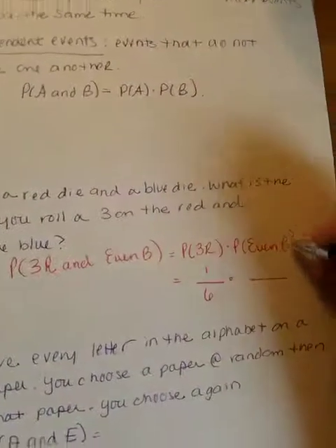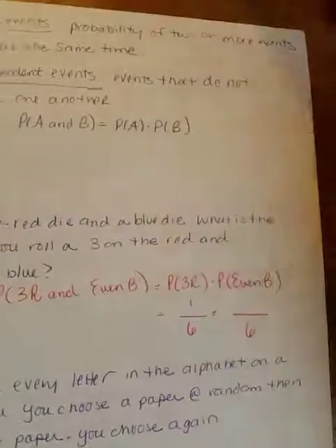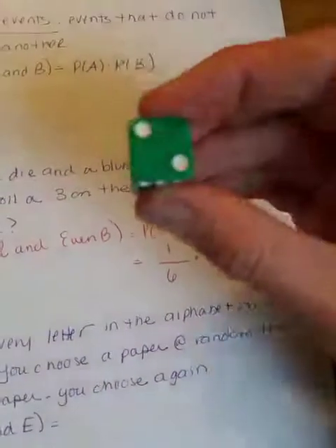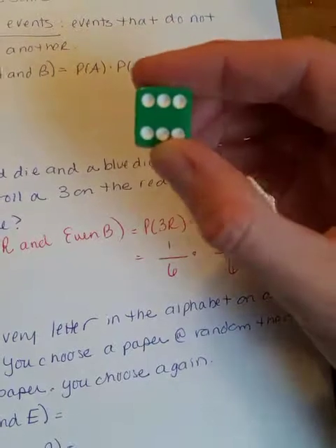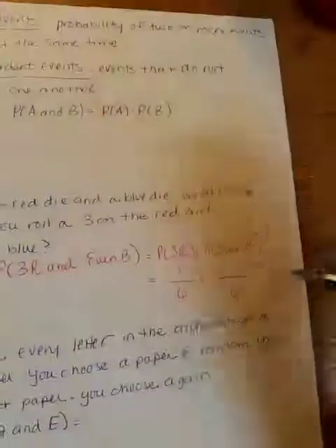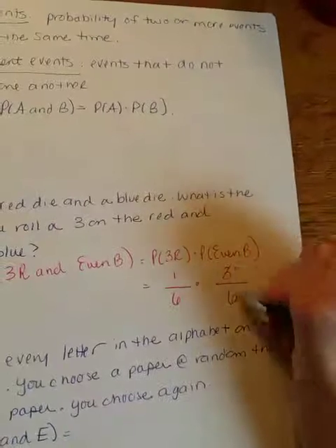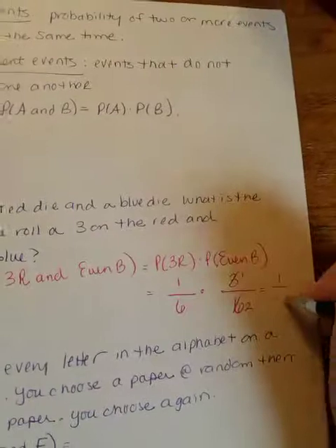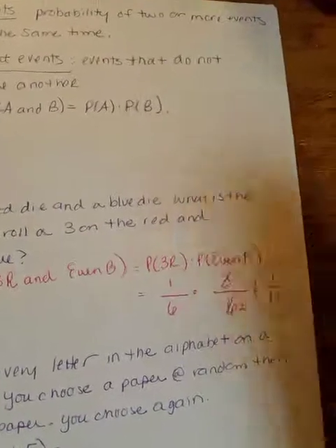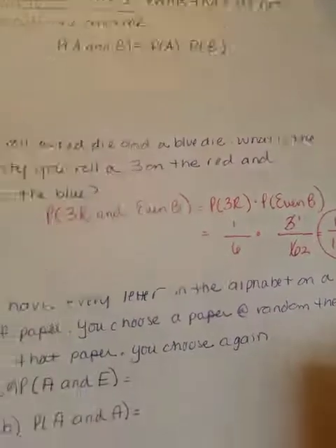Now, thinking about the other die, the blue one, there are still 6 sides. How many of those are even numbers? 2, 4, and 6, which is 3 out of the 6. I'm going to simplify that as 1/2. Multiply across, because that's how you multiply fractions. 1 times 1 is 1. 6 times 2 is 12. My answer is 1/12. It is as easy as that.